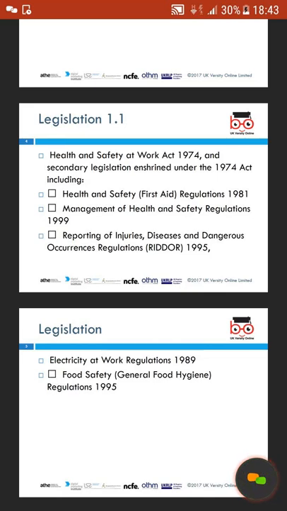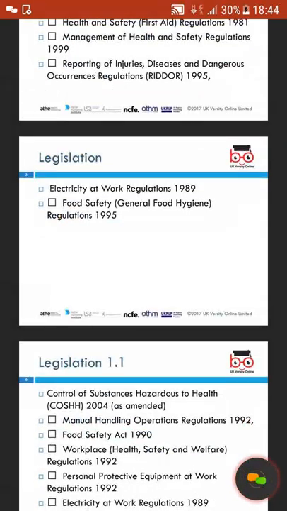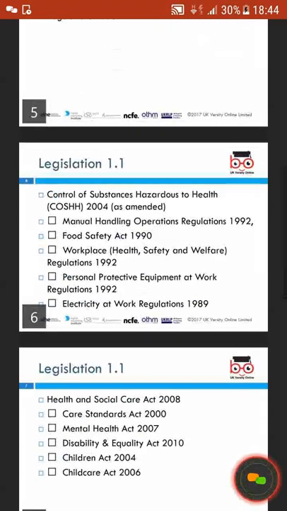So you can review and show how legislation is upheld in your practice. You must first decide what legislation is in your workplace and what legislation you want to talk about to ensure that you're addressing that learning outcome. More legislation goes on. There's the electricity at work regulations, food safety, so that'll be like your food hygiene, and there's many more. You can pick which ones you would like to talk about out of these. This is just a suggested list.